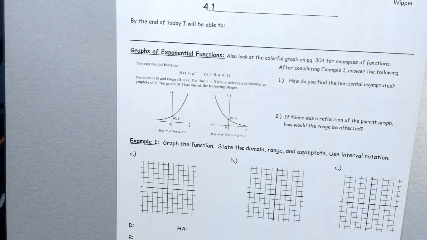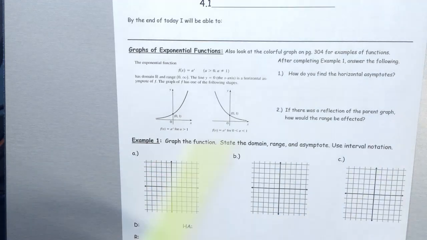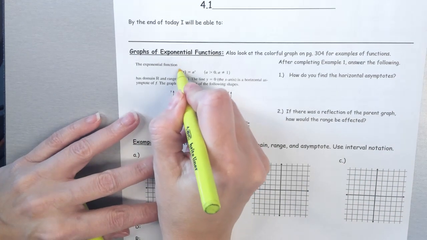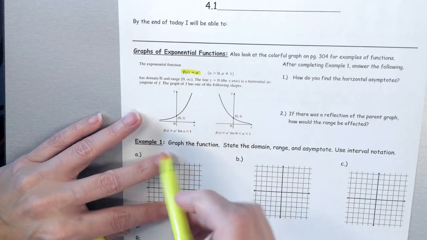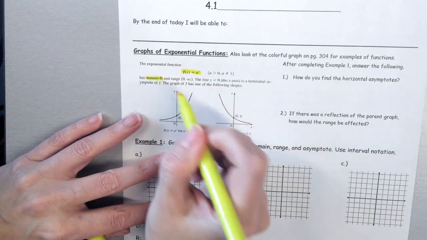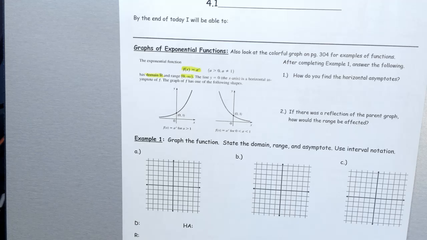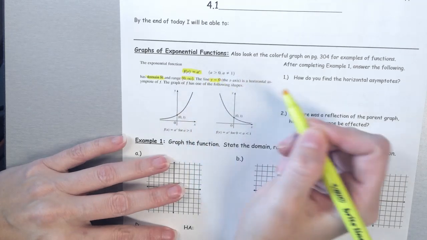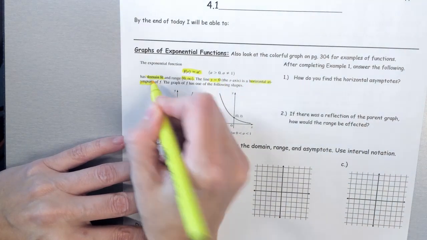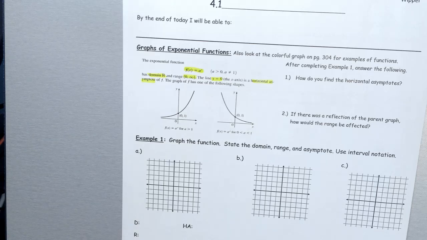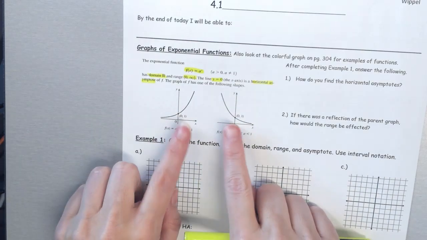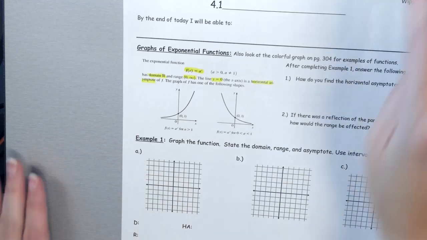We're going to look at these forms. So f of x equals a to the x. That is your exponential function. Okay, it has a domain of all real numbers and a range from 0 to infinity. Okay, y equals 0, which is the x-axis, is a horizontal asymptote of the function. Okay, and so it'll look similar to one of these.